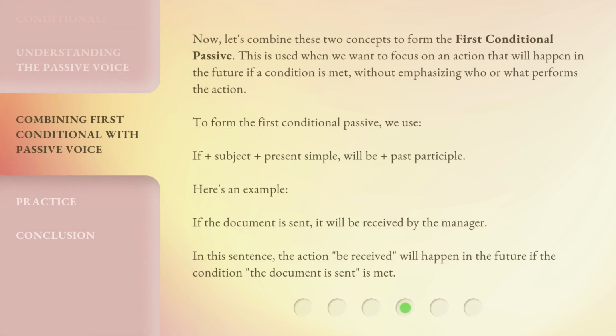Now, let's combine these two concepts to form the first conditional passive. This is used when we want to focus on an action that will happen in the future if a condition is met, without emphasizing who or what performs the action. To form the first conditional passive, we use if plus subject plus present simple, will be plus past participle.